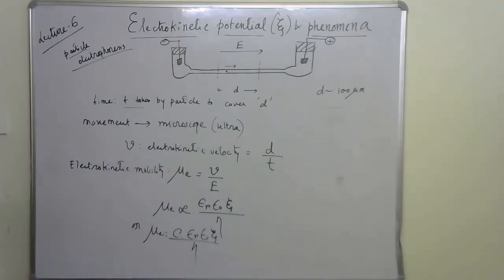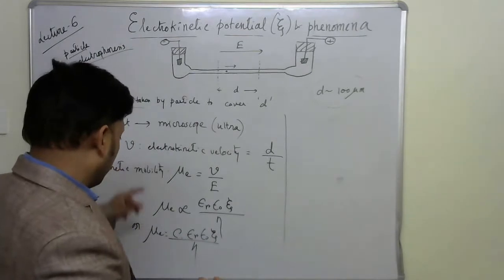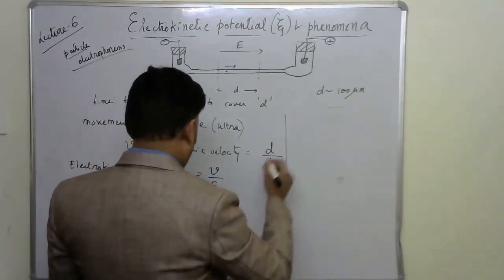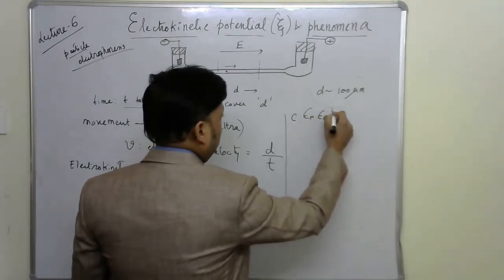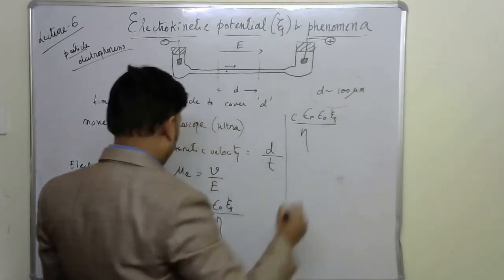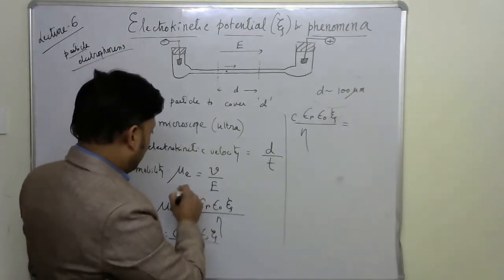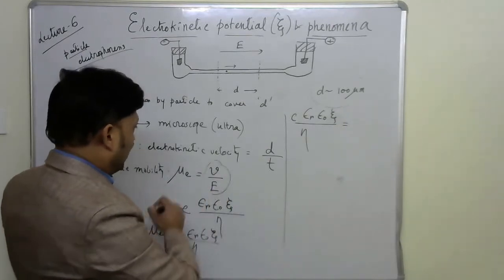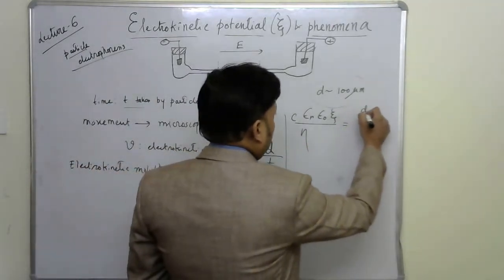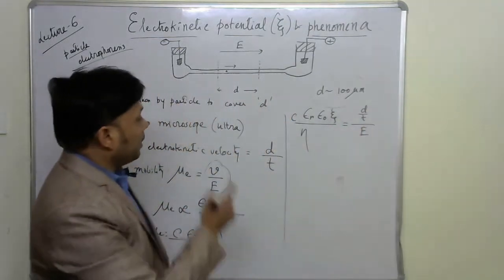Therefore, we can equate these equations. Right from here, we can write mu e is equal to C multiplied by epsilon r, epsilon naught, zeta divided by eta. Now the same thing, mu e, is equal to V over E, where V is nothing but d by t, the whole divided by the electric field experienced by the particle.